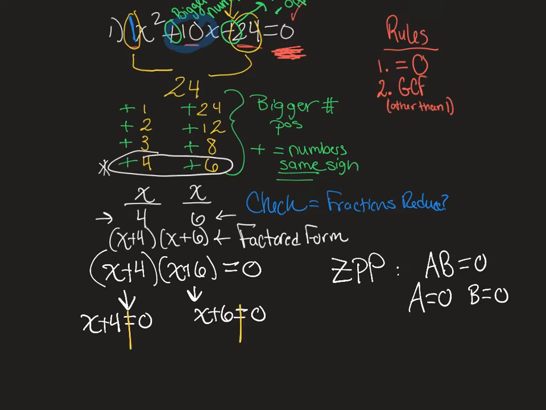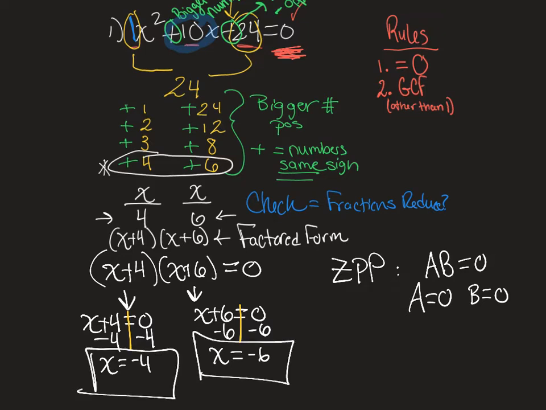Draw your line through your equal sign. Minus a 4, because to undo add, you minus. Do it on both sides of that yellow line. So x equals negative 4. Minus the 6, minus the 6. x equals negative 6. These two things boxed in white, these are your solutions that solve the problem.